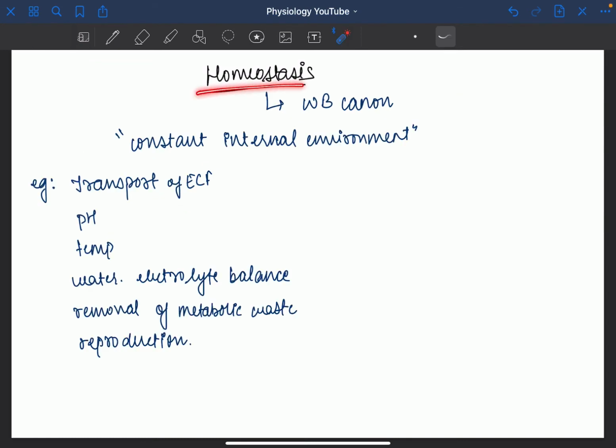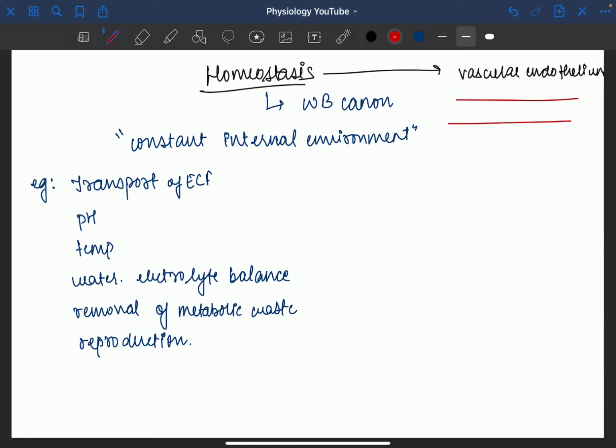Homeostasis, this word was coined by W.B. Cannon, and homeostasis means maintenance of a constant internal environment despite whatever is happening in the external environment. This homeostasis is maintained because of the function of the vascular endothelium, that is, this is some blood vessel and here is its endothelium, and the cell membrane. These two work together to maintain homeostasis.